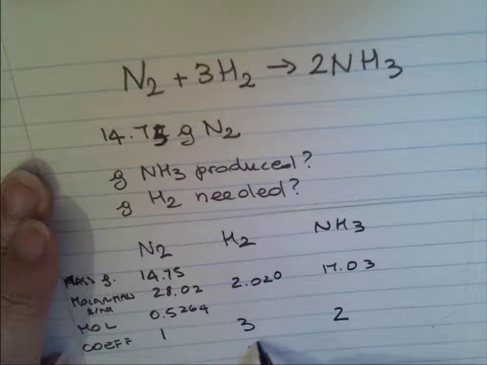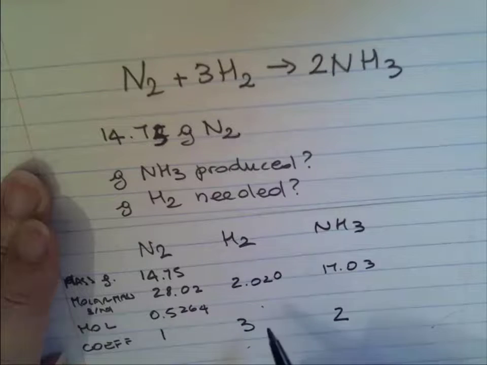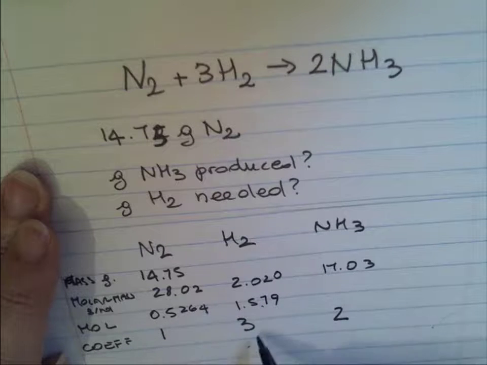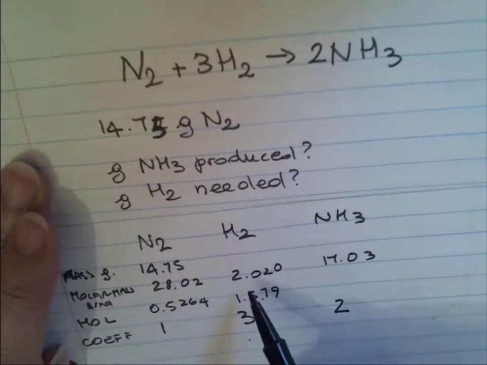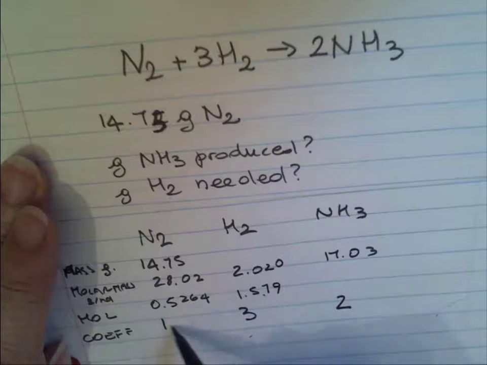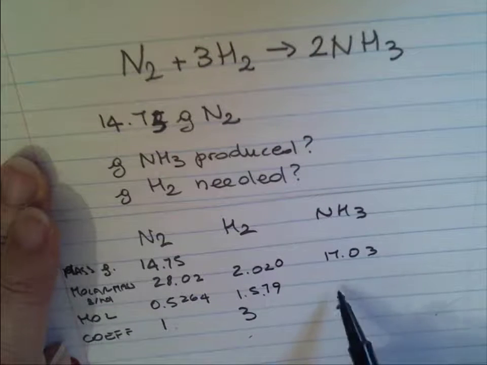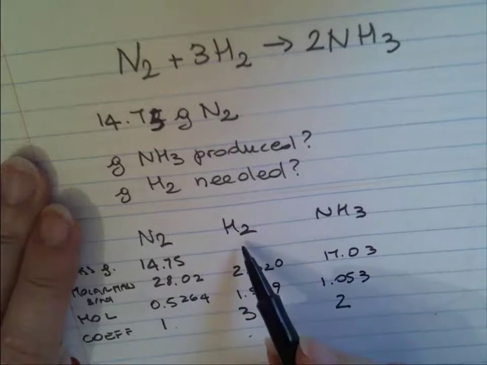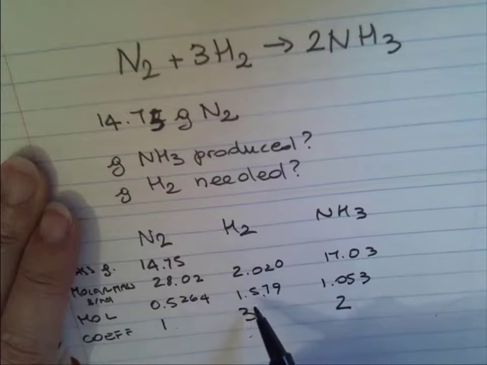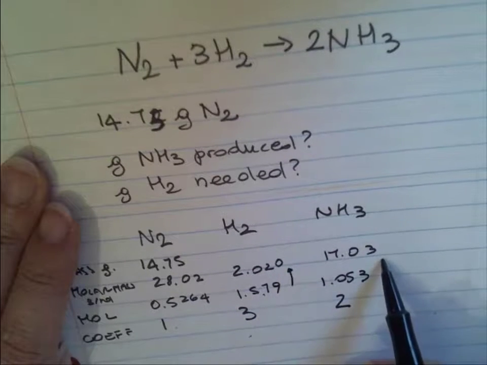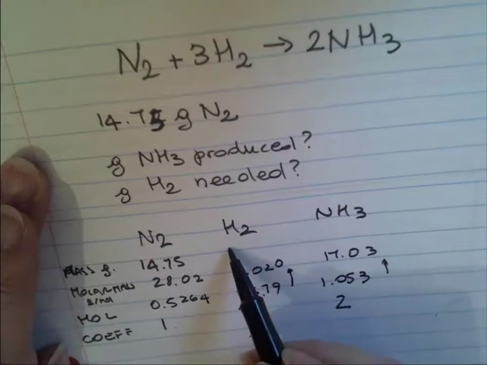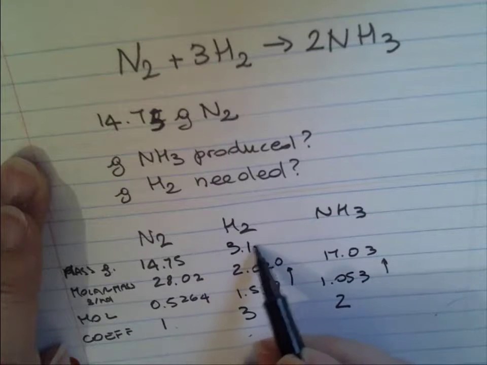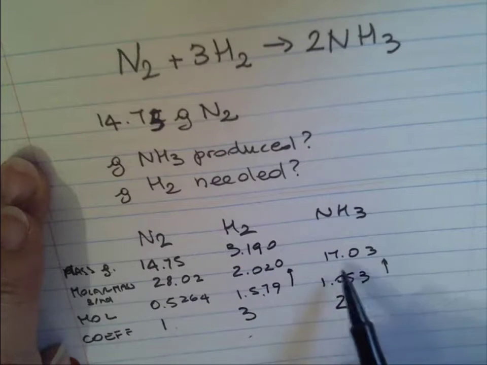To obtain the others, I divide by 1 and multiply by the corresponding coefficient. So 0.5264 divided by 1 multiplied by 3, and then I have 0.5264 divided by 1 and multiplied by 2. And so I get 1.053. And at this point, I can easily obtain the masses by moving upward, multiplying the moles by the molar mass. So I'm obtaining 1.579 times 2.020 is 3.190. And then 1.053 multiplied by 17.03 is 17.93.